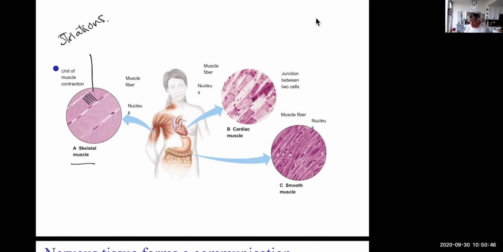Another one is that they're very long, in that they move some of your long bones, your legs, your femur, your humerus, and such. Another distinguishing feature is that because they're so long, they need to have more than one nucleus. So they're multinucleate.